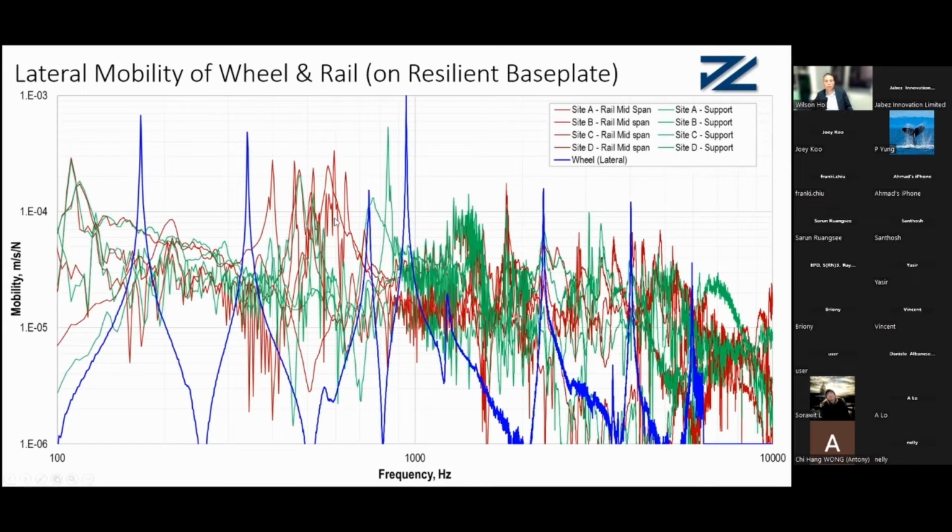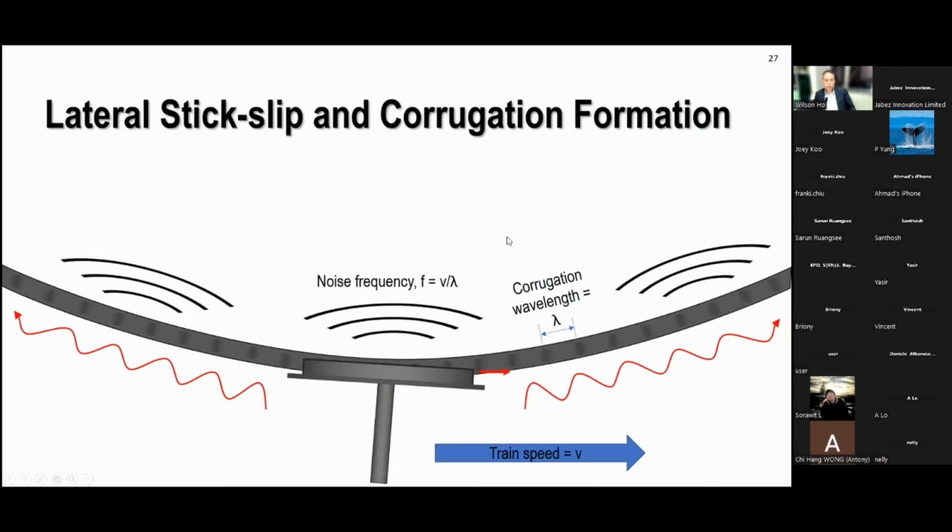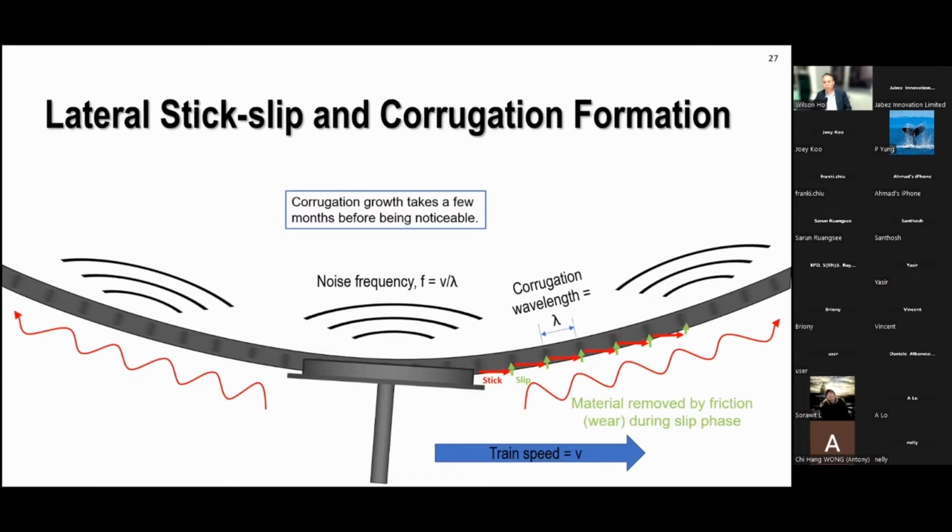Other measurements on other rails show, in general, relatively high mobility in the rail than in the wheel at this frequency. At 400 to 700 Hertz, the mobility of the rail is much higher than the wheel lateral mobility. Compared to the stick-slip action, the wheel is running forward and accumulates the grip force, until the grip force is larger than the friction, then it slides. When it slides, it removes some material. So it sticks, slips, and removes material.